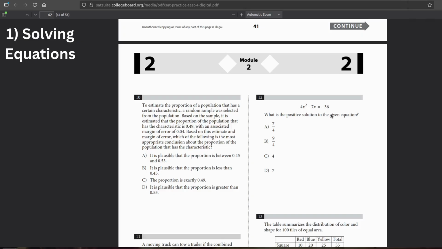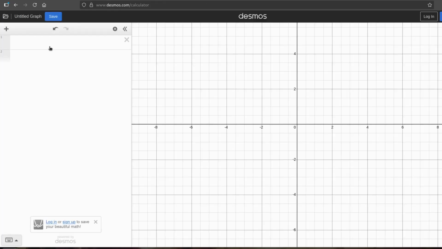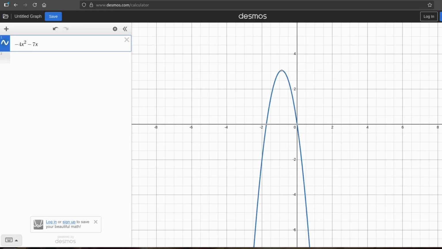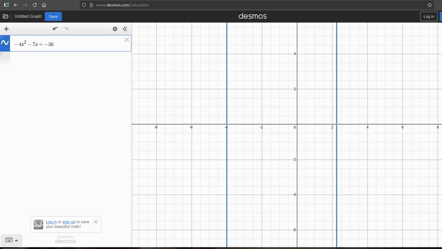If you get a question like number 12 here, your eyes should light up because these questions are mad easy if you use Desmos. All you have to do is just type in the equation as it comes, so negative 4x squared minus 7x equals negative 36, and then 2 lines will appear representing the solutions. This is a quadratic, so it's got 2 solutions. And then the question asked for the positive solution, so we just put 2.25 or 9/4.